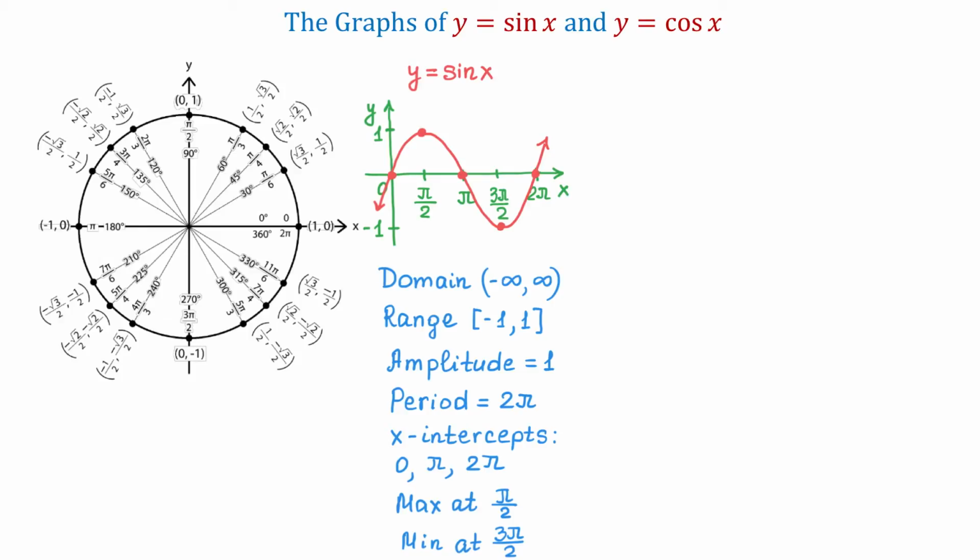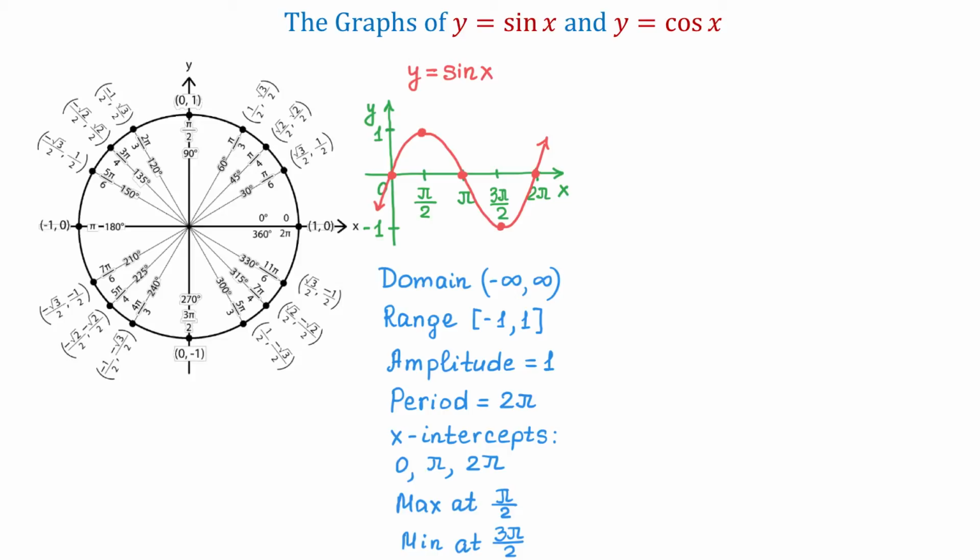The period of this function is 2 pi, and over this period, the function crosses the x-axis at 0, pi, and 2 pi. Also, over this period, the maximum value of the function is at pi over 2, and that is 1, and the minimum value is at 3 pi over 2, and that is negative 1.